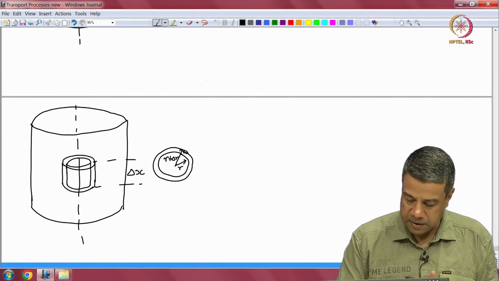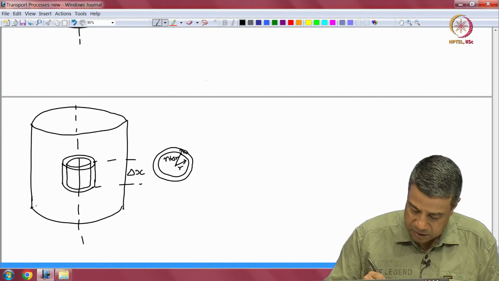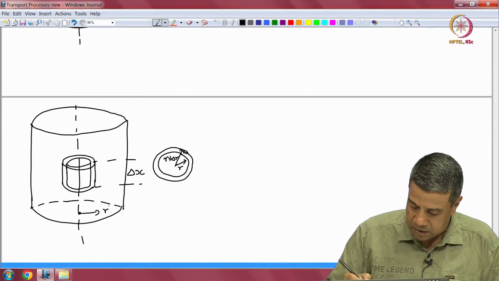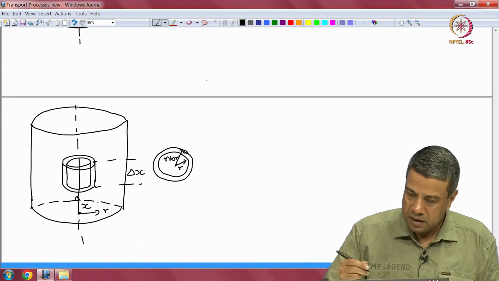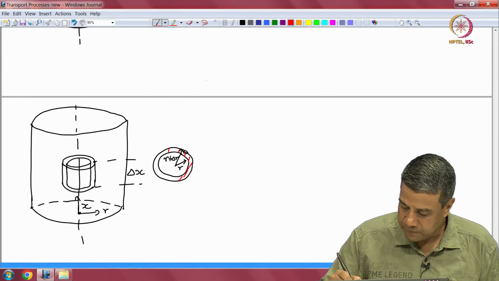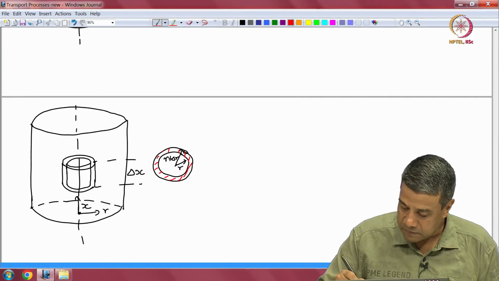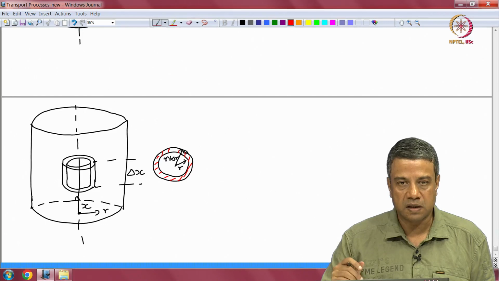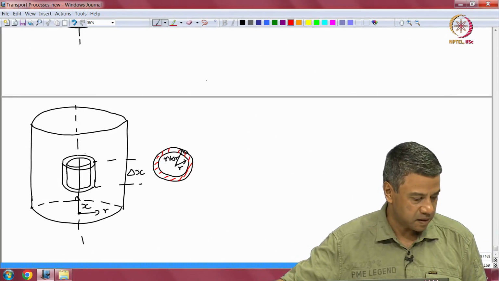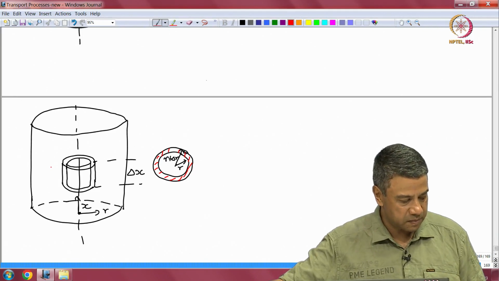And I will assume for the present that the variation is only in the r direction. So, this is the radial coordinate r, this is the axial coordinate x. And I am writing a balance for this annular differential volume between two cylindrical surfaces, the first one at r and the second one at r plus delta r. So, that is where we are writing the differential balance.